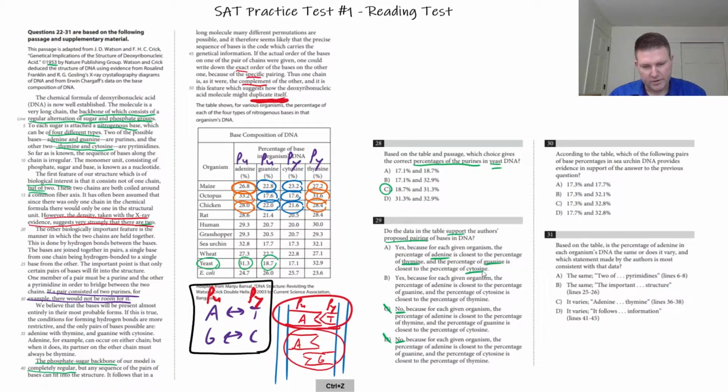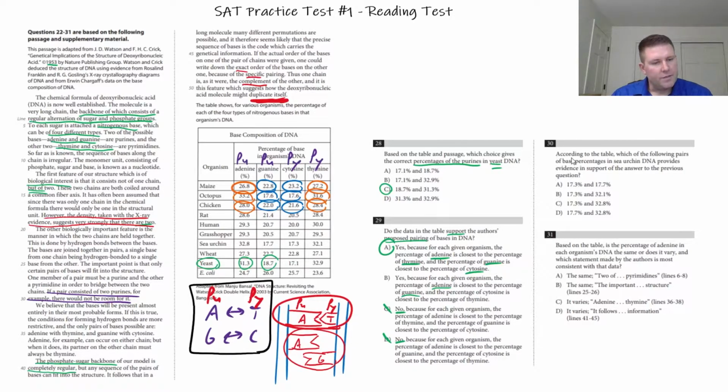So A is looking really good, and let's just do our due diligence and look at B as well, so we can confidently eliminate that. So yes, because adenine closest to the percentage of guanine. Those aren't the ones that are pairing, so those percentages should not be the same, and they're not. Like if you look at adenine and guanine for maize here, hoping that's a pronunciation, then they're not the same. So yeah, you can confidently say A.